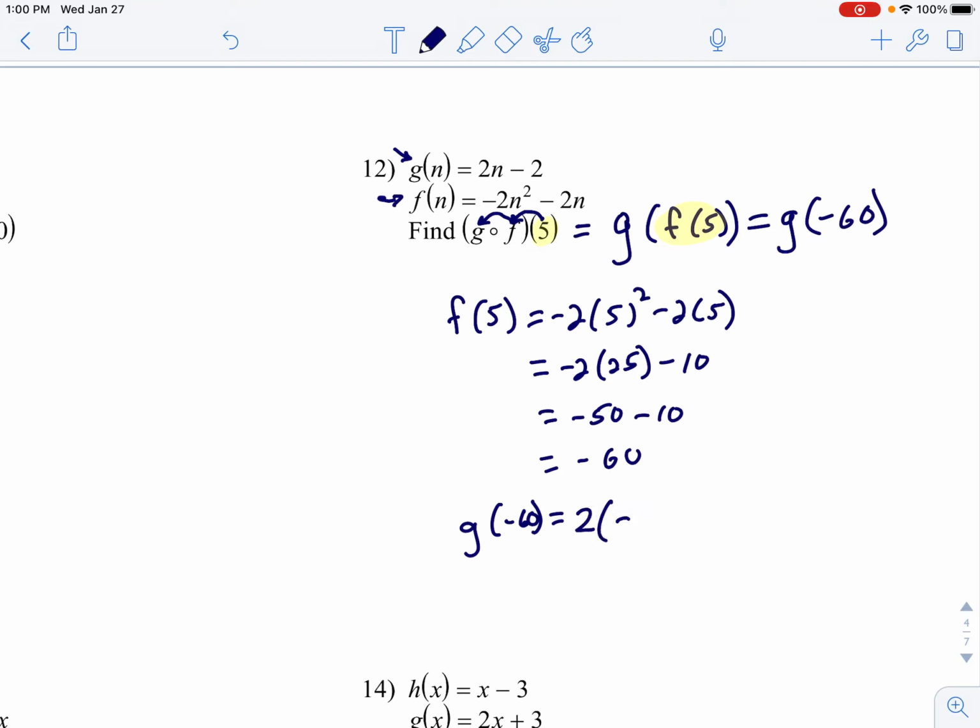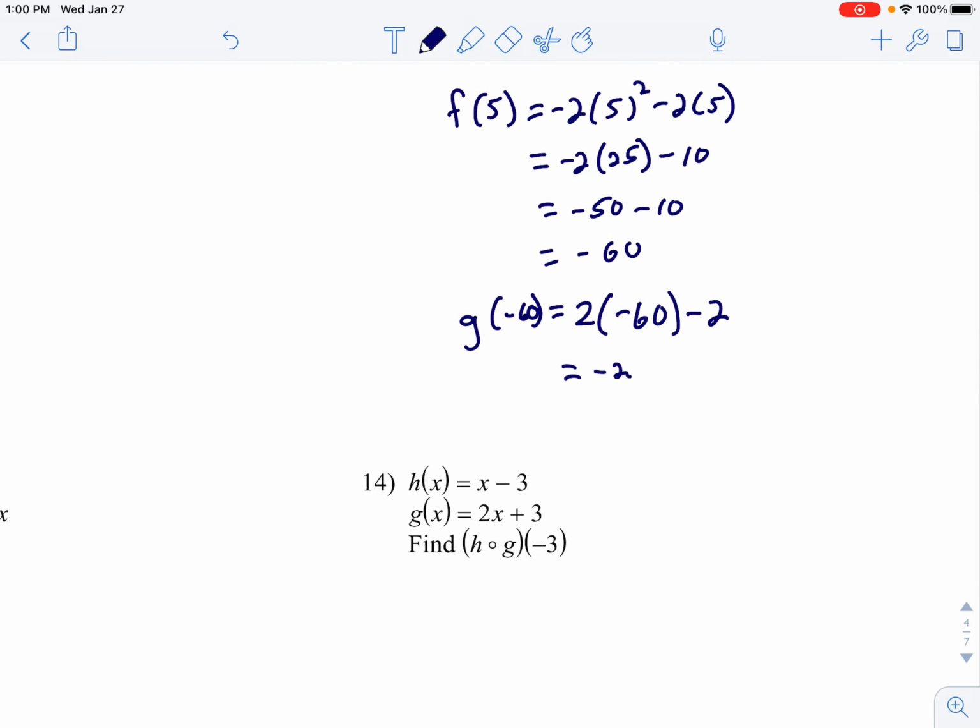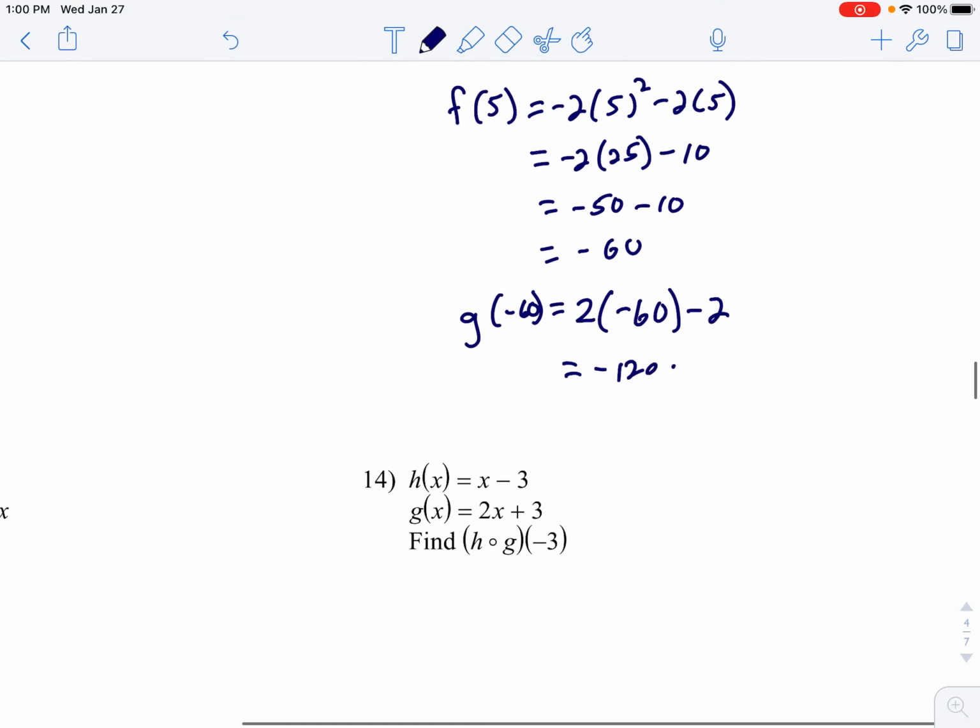So that's 2 times negative 60 minus 2. That's negative 120 minus 2, negative 122.